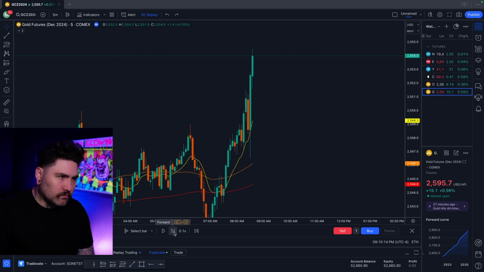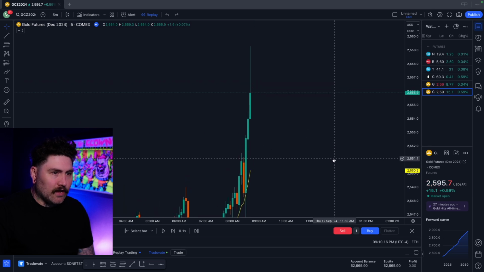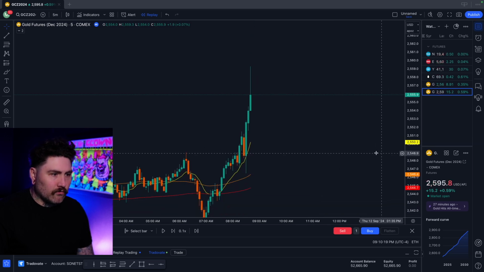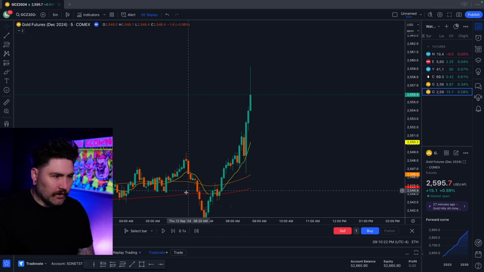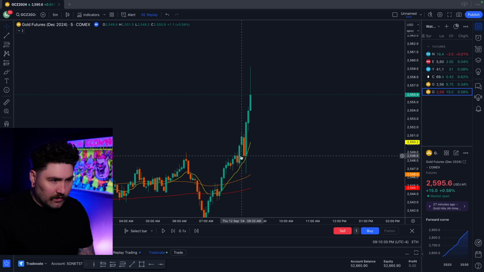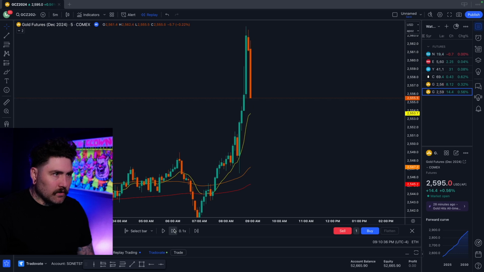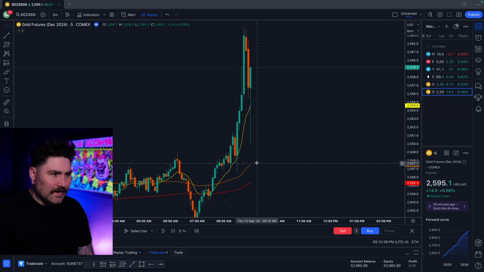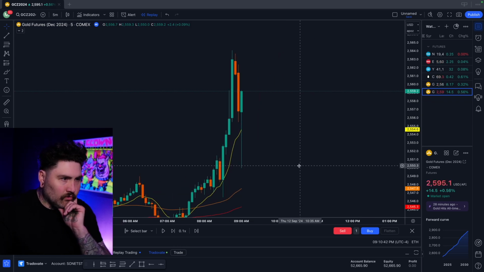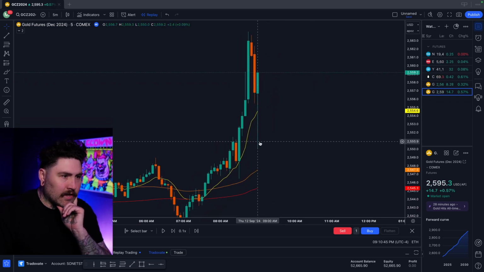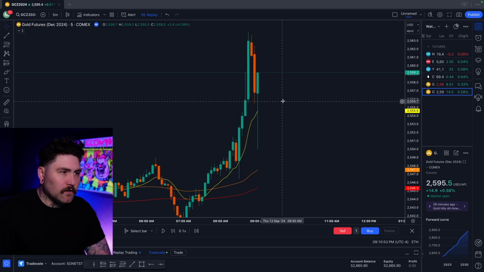Keep moving, keep moving. But now, if you notice, another really nice demand right here. Once again, didn't quite get to the 50 SMA, but rejected nicely. The body respected the 13 EMA nicely. And right here at 9 o'clock, we had a very, very nice rejection off of this order block demand right here.